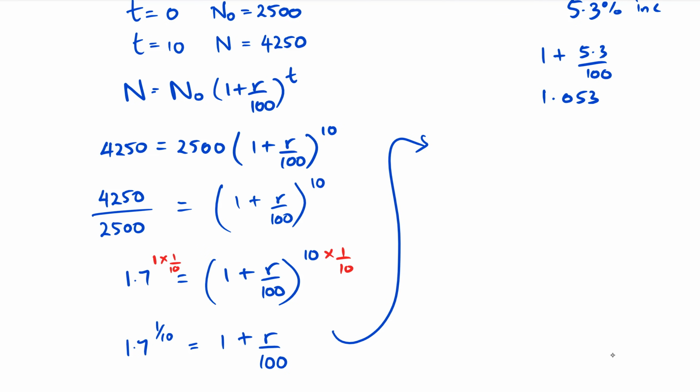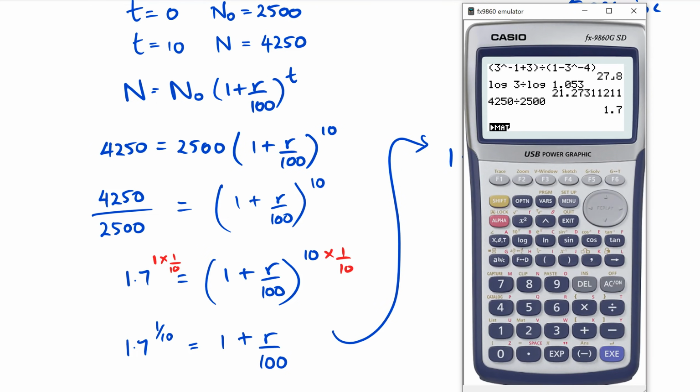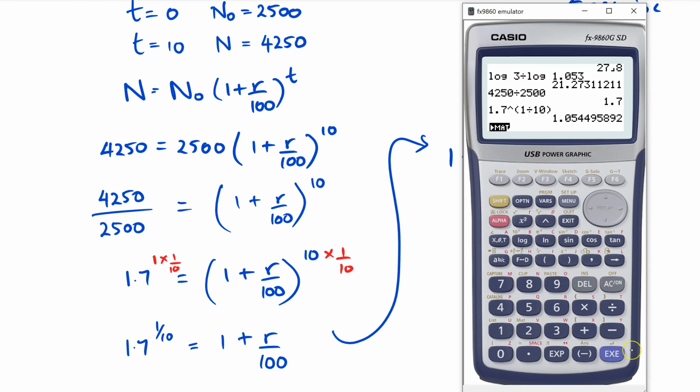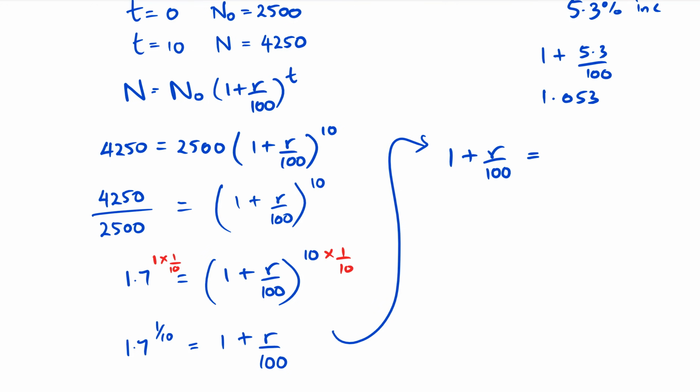So at this point, I just say 1 plus r over 100 is equal to 1.7 to the power of 1 over 10. And as you can see, I'm getting 1.0544. So I'm going to put that down as 1.0545.